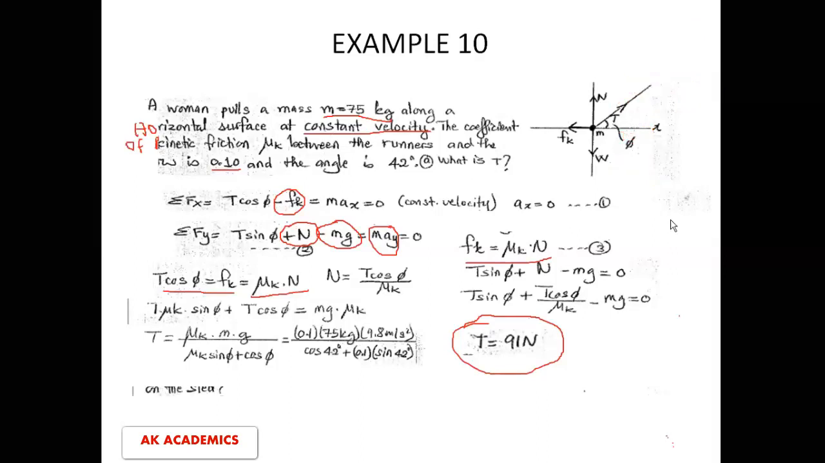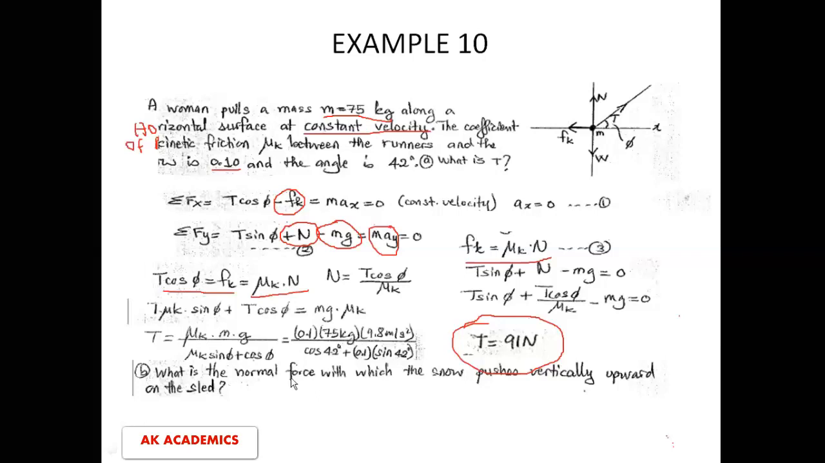There is a B part of the question which says, what is the normal force with which the snow pushes vertically upward on the sledge? On this place, you can change this to snow. This is supposed to be snow, by the way. So we are pulling the sledge on the snow. The horizontal surface is the snow. Okay. So what is the normal force with which the snow pushes vertically upward on the sledge?